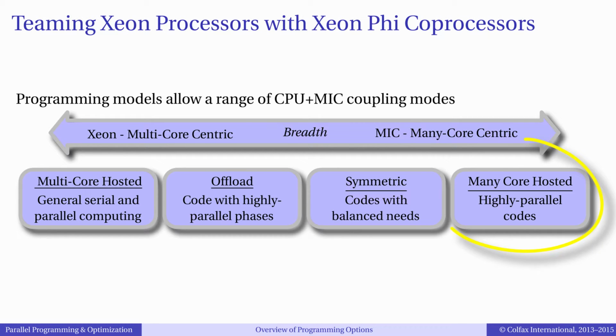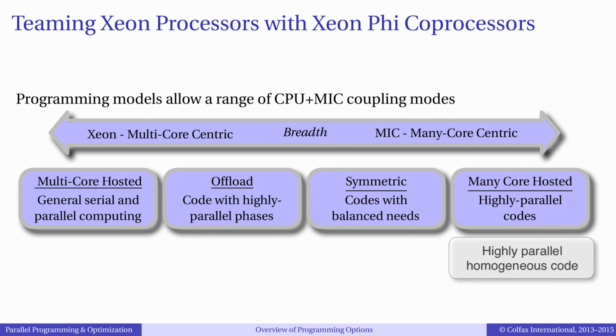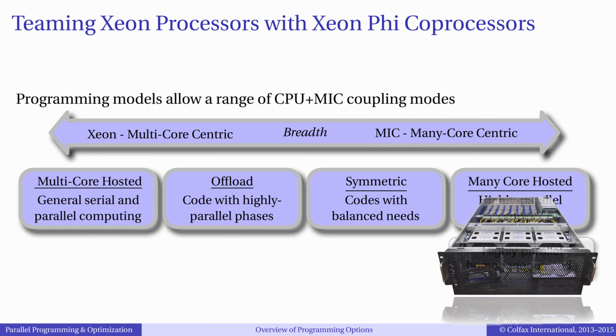Finally, in some systems, the many-core hosted approach may be used. In this approach, the application runs completely on Xeon Phi coprocessors, and the host processor is not used at all. This is useful, for example, in systems where the performance of coprocessors far exceeds the performance of CPUs. For instance, this may be the case in CXP9000, the system with 8 coprocessors, which I mentioned earlier.